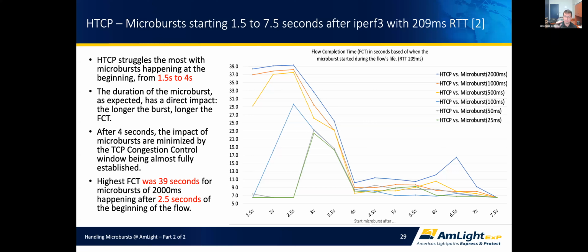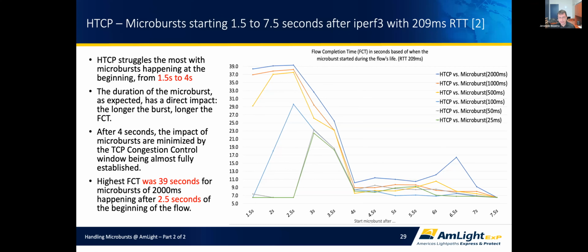Okay, so again, the higher the number on the y-axis, the longer the flow completion time. Each color represents a different microburst duration. And you can see that for most of the durations, at least 2,000, 1,000, and 500, right away with 1.5 seconds, if they happen at the beginning of that TCP data transfer, that would set the flow completion time off. It will go all the way to 39 seconds, okay?